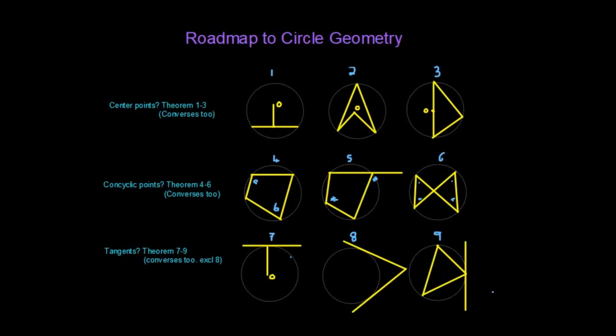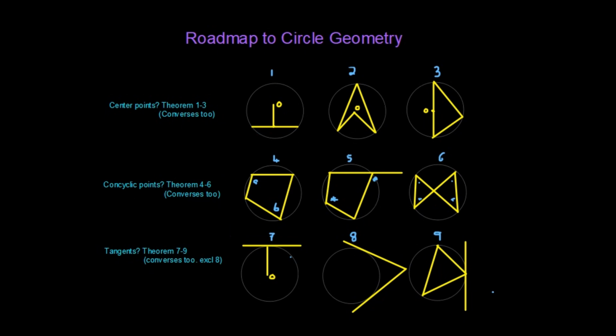And so we come to our final part of the first page of the roadmap. And that is, once we've been through these center points, and once we've been through concyclic points options, we ask ourselves, are there any tangents? And if the answer is yes, then great. We look at theorems 7, 8, and 9. Now, a reminder, we mentioned this earlier, theorem 7 and theorem 1 are interchangeable.